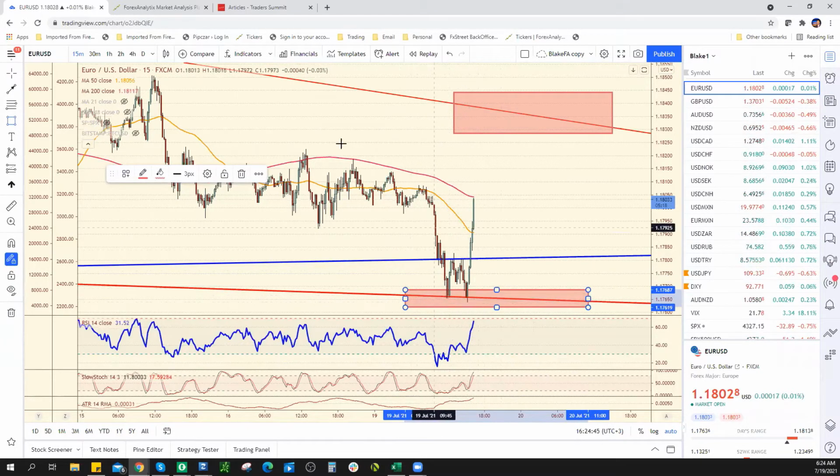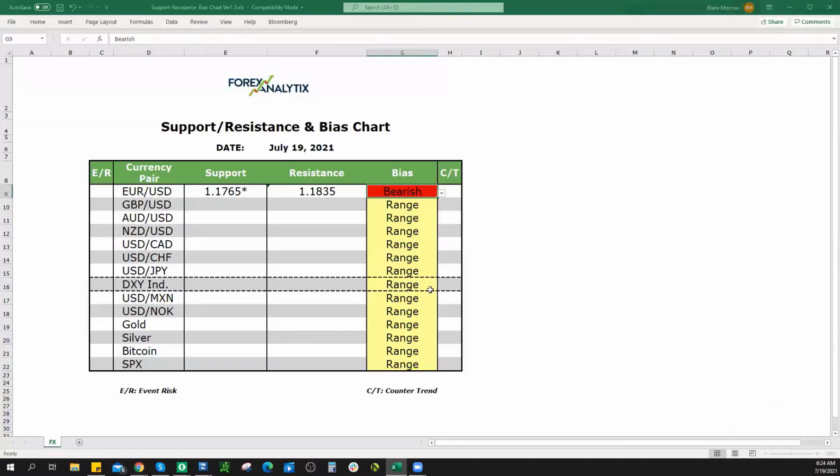Well, it's fine if you go long the euro dollar. But if you know that it's counter trend because we're in a bearish trend, then you know to take a smaller position. You know what I mean? So just take a smaller position so you're not aggressively trading counter trend. That's the way I look at it.